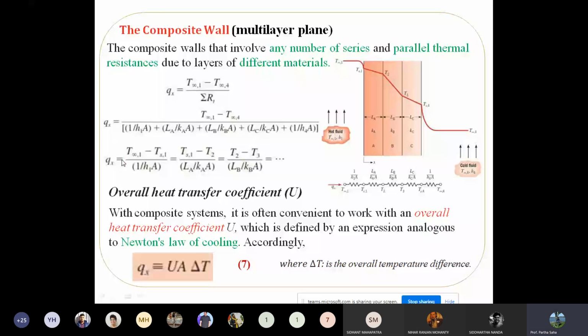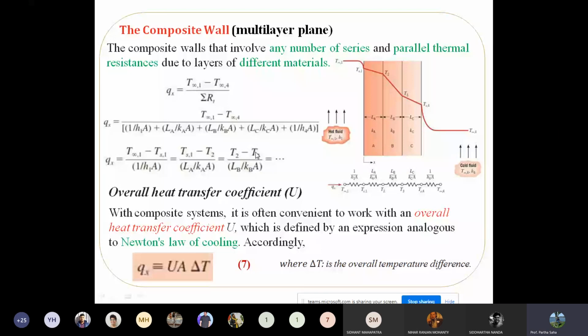So Qx will be (T infinity 1 minus Ts1) over 1 by H1A. Now this is the overall heat transfer coefficient. Now for each layer, there will be a similar heat flux. So you can actually write this down also. Qx = (T infinity 1 minus Ts1) over 1 by H1A, this is for this surface, which will be equal to (Ts1 minus T2) over La by KaA. Similarly, (T2 minus T3) over Lb by KbA, and so on, right?